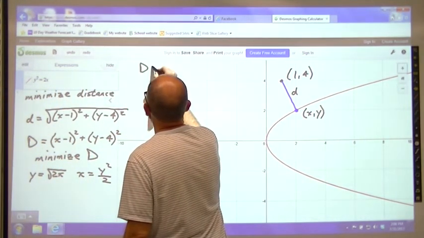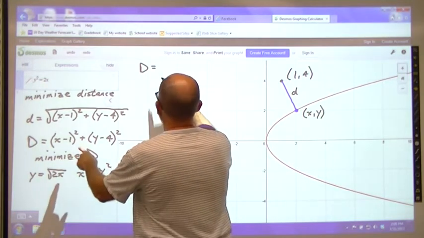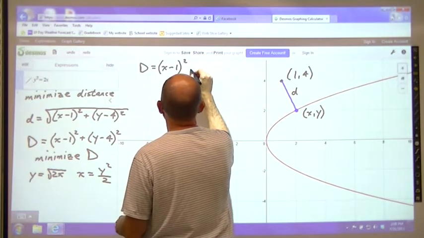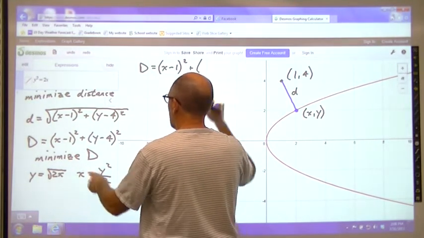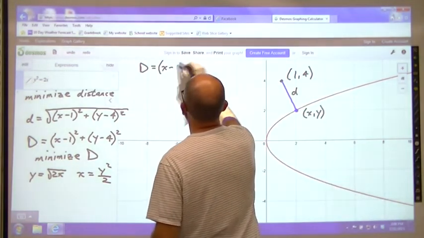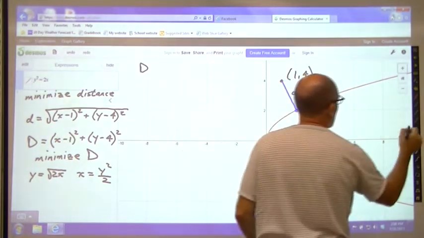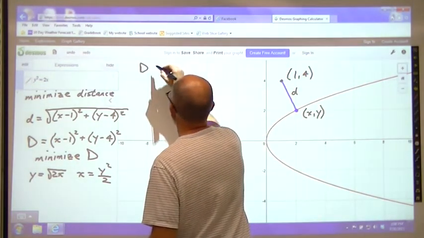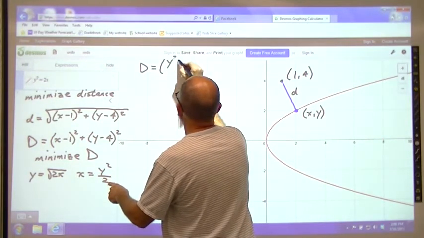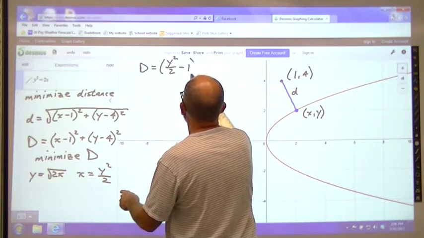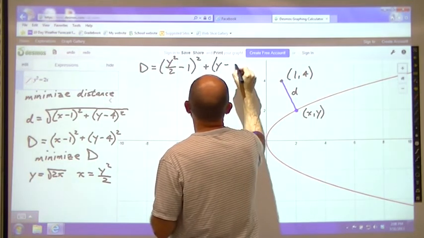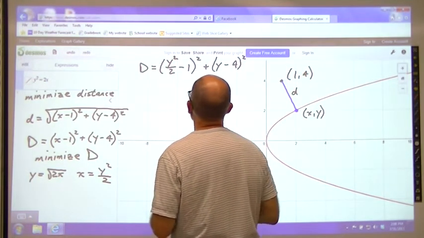So we say D equals x minus 1 quantity squared plus, oops, I went the other way. Cut, take 2. D equals x minus 1 quantity squared plus y minus 4 quantity squared.